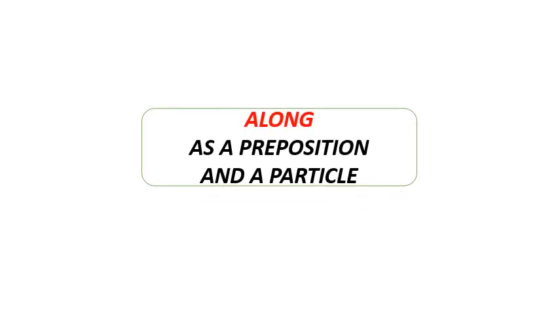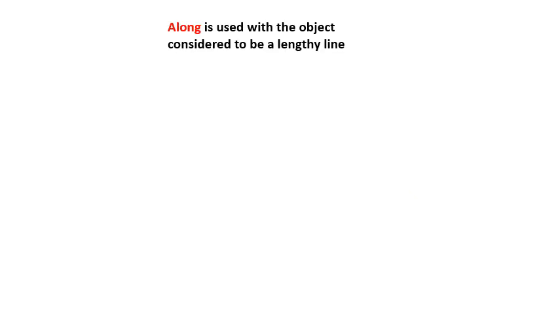In this video, I would like to share with you the topic: how is along used as a preposition and a particle. Sometimes when we look at an object, it is considered to be or seems to be a lengthy line. In such cases, along is used. That means along is used with objects which are considered to be or seem to be lengthy lines. Look at the examples.